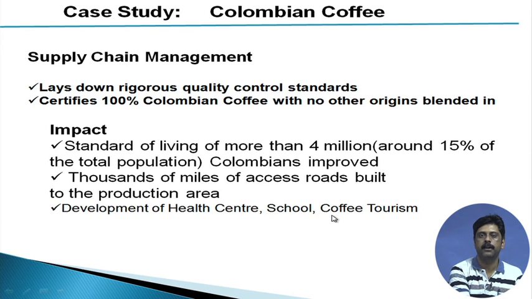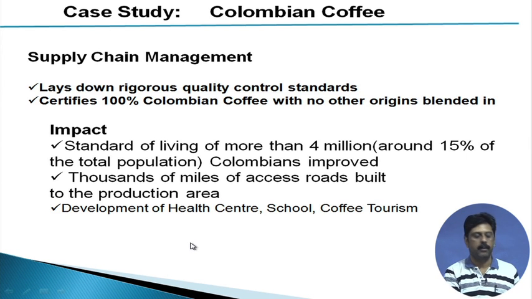Okay, understand that the product-based geographical indication led to a better standard of living, led to economic development, led to social development, and they also attracted tourism. So, these are the impacts of Colombian coffee.